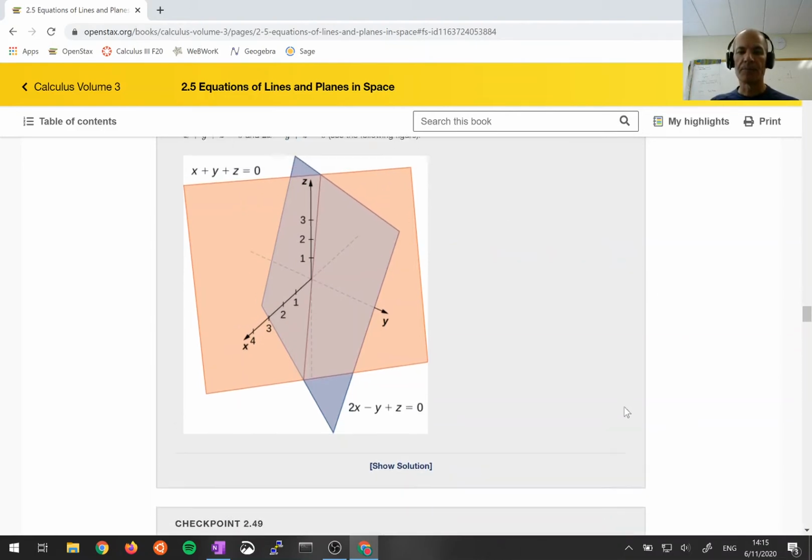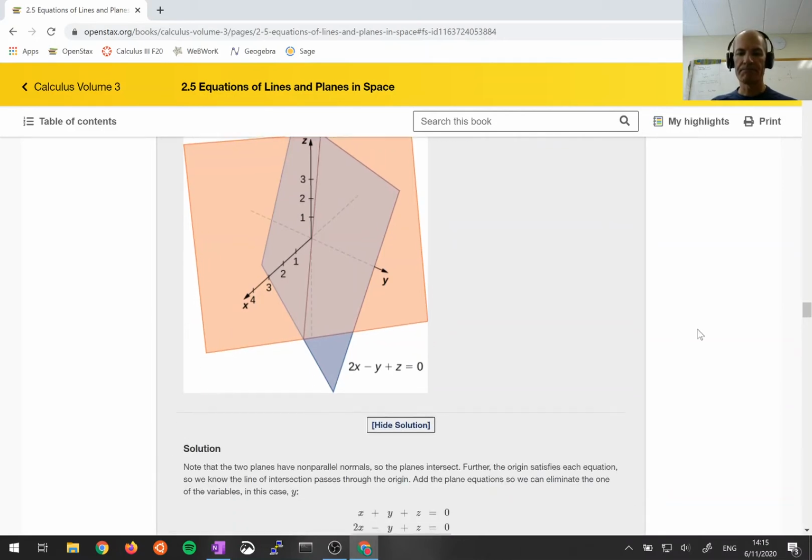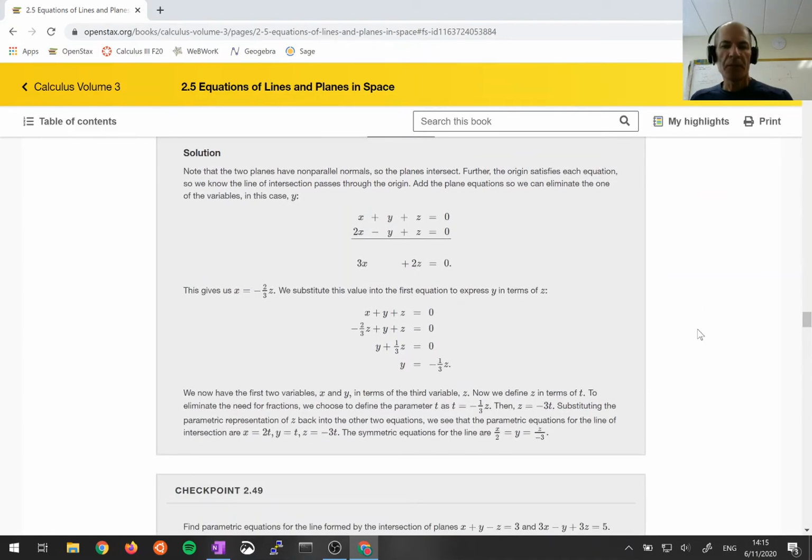How are we going to figure out what that line of intersection is? In other words, find the parametric equations for the line. Let's walk through the solution here. So it's a bit of work. You take the 2 equations for the planes, and notice that if you add them together, you get a cancellation of the y coordinate, which gives me 3x plus 2z equals 0. And I can solve for x in terms of z. And if you take that discovery and plug it into the first equation, you're going to be able to solve for y in terms of z as well. So now we have x in terms of z and y in terms of z.